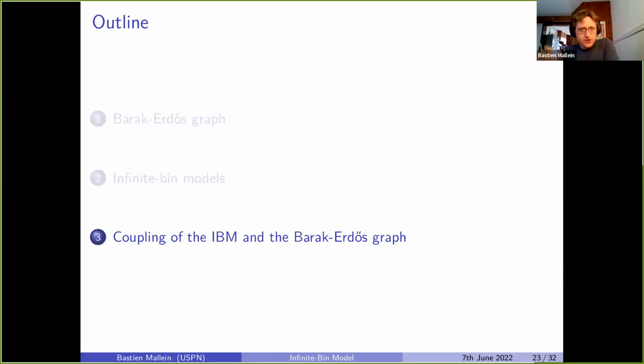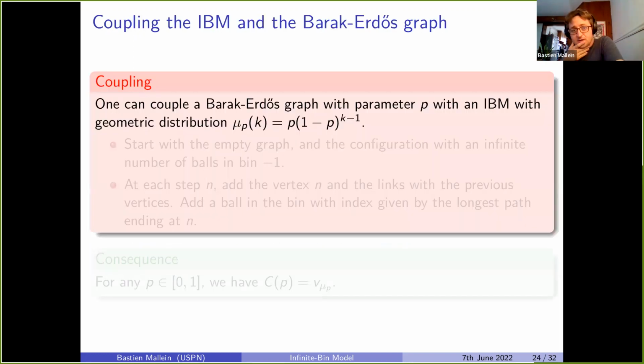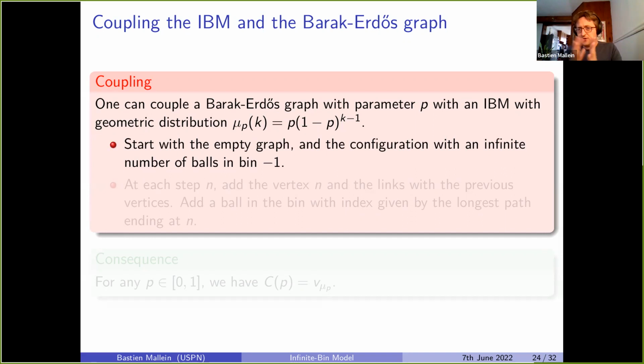Okay. So now maybe let me go back to the coupling between this infinite bin model and my original problem of longest increasing path in an Erdos-Rényi graph. What I'm claiming is that if you want to compare the two models, you just need to look at the infinite bin model with geometric distribution of jumps. You start coupling the two models by saying that my infinite bin model will start with an infinite number of balls at position -1, and my Erdos-Rényi graph will start with the empty graph.